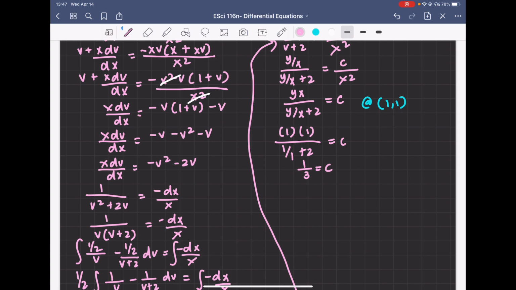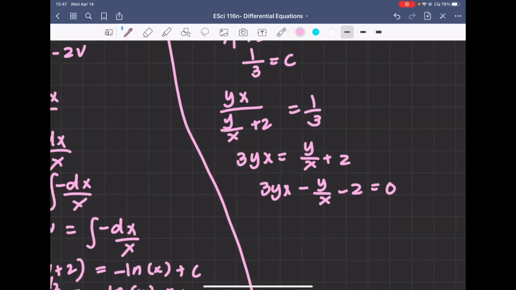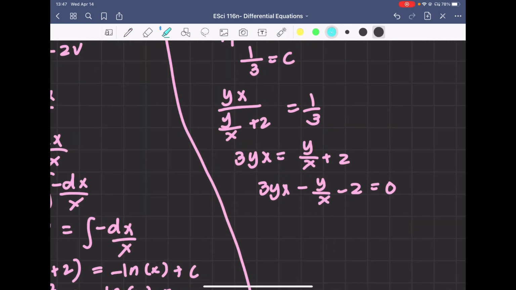So plugging in our value for c, that's x over y over x plus 2 is equals to 1/3. If we cross multiply, we can have 3yx equals to y over x plus 2. And we can equate this as 3yx minus y over x minus 2 is equals to 0. And this is our final answer.